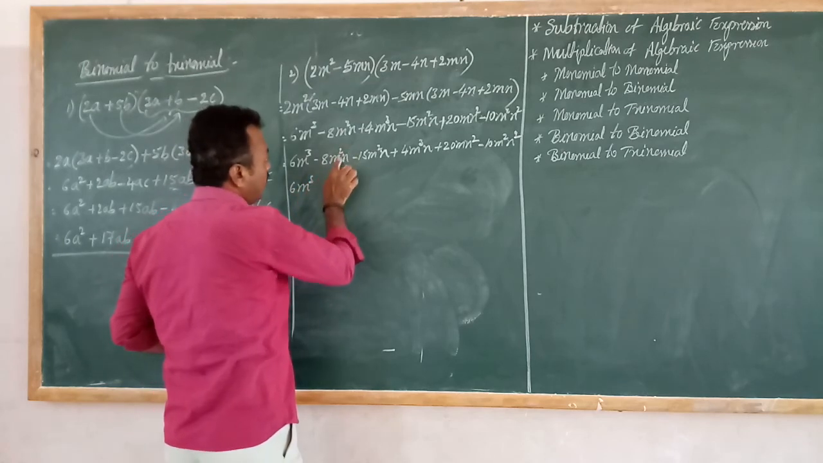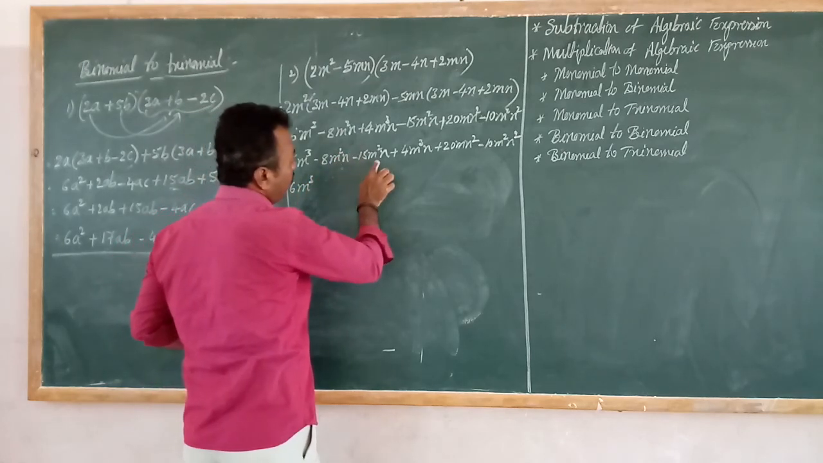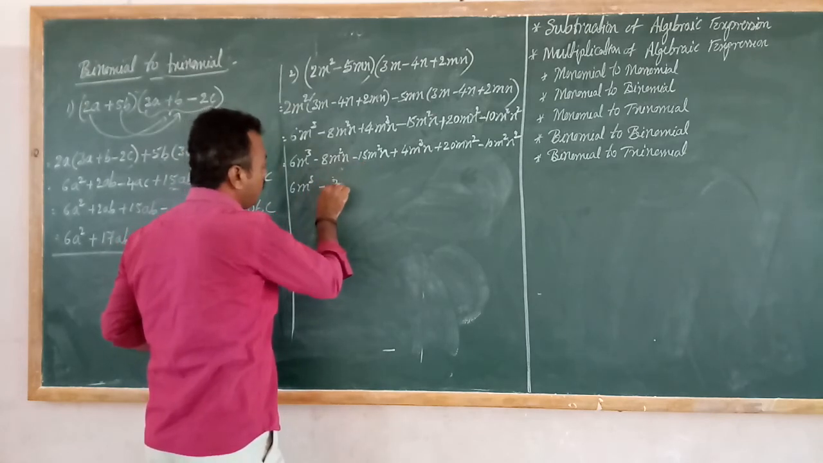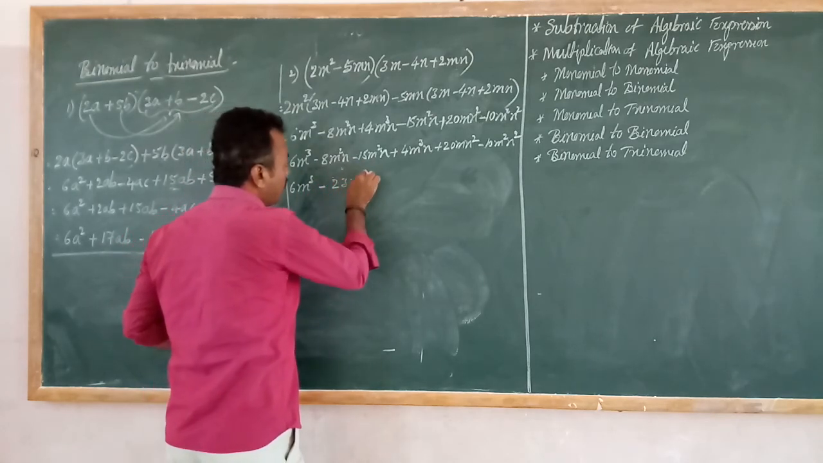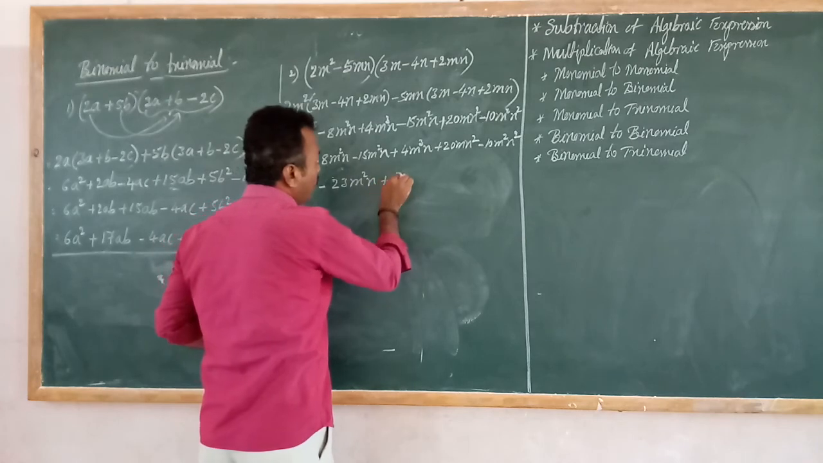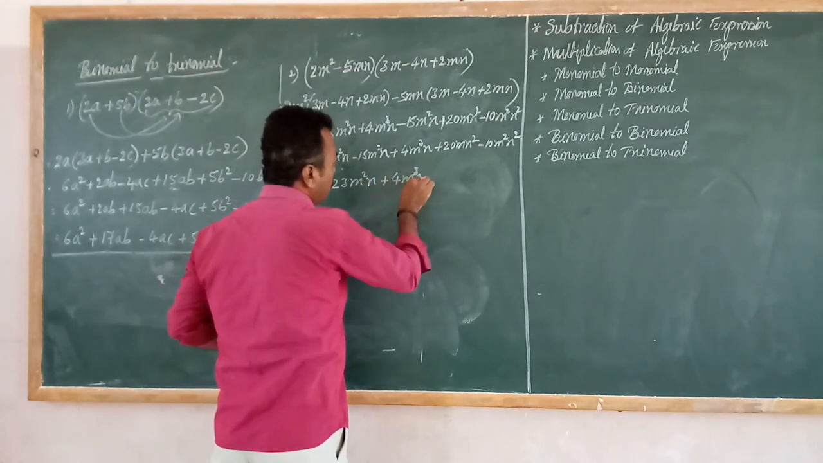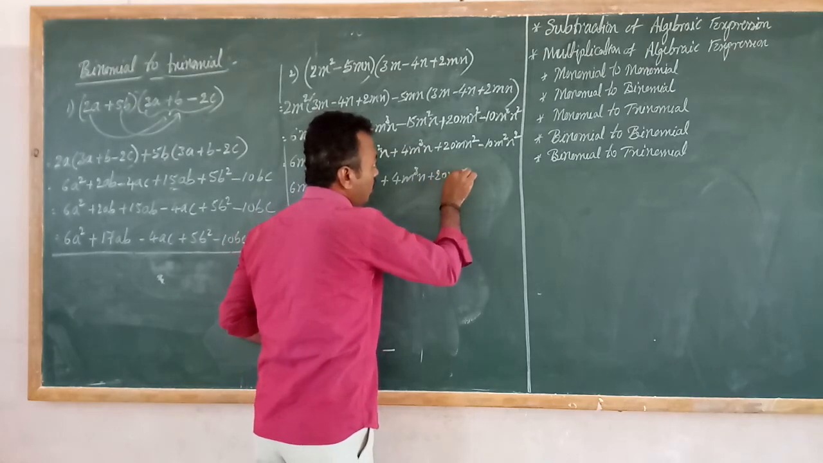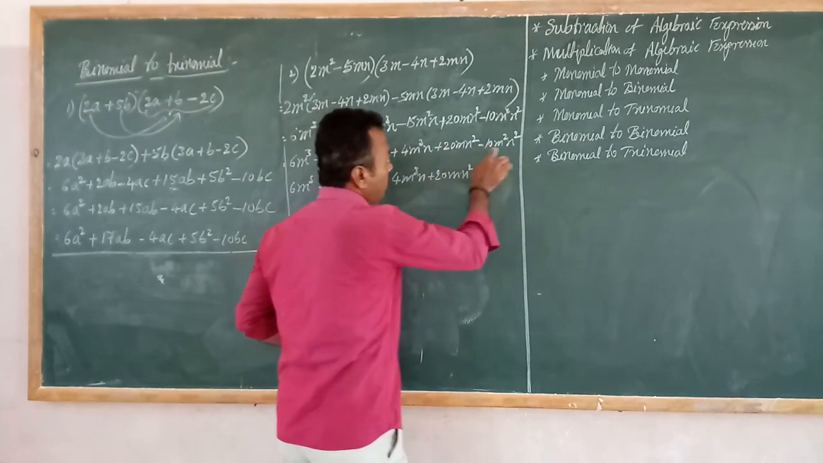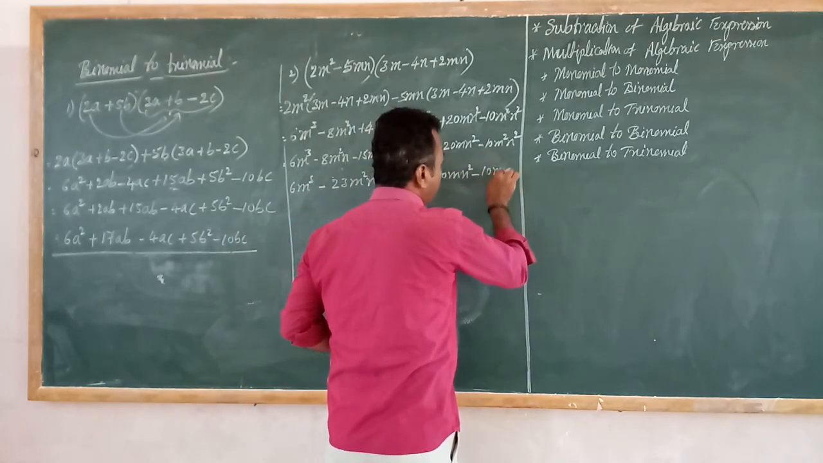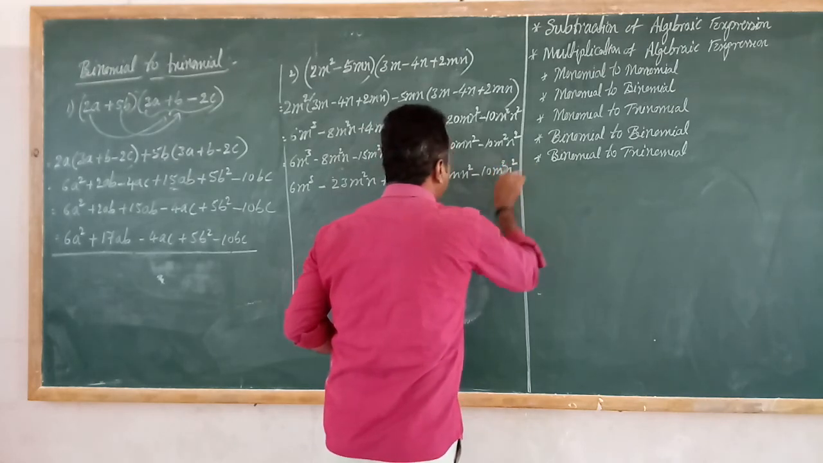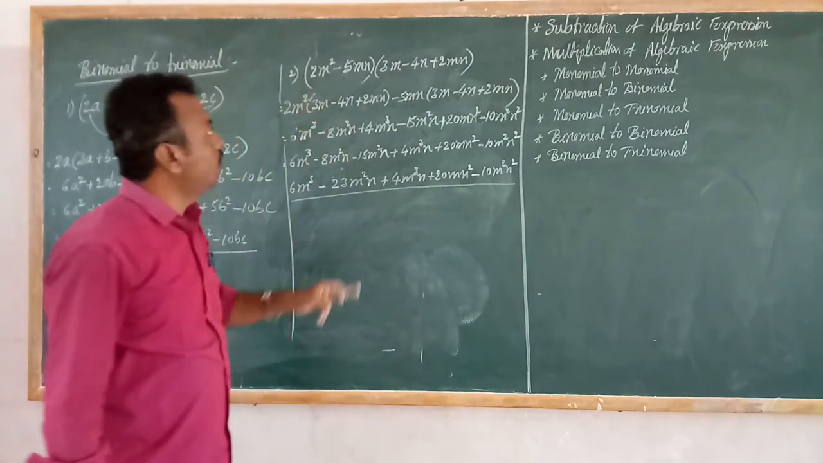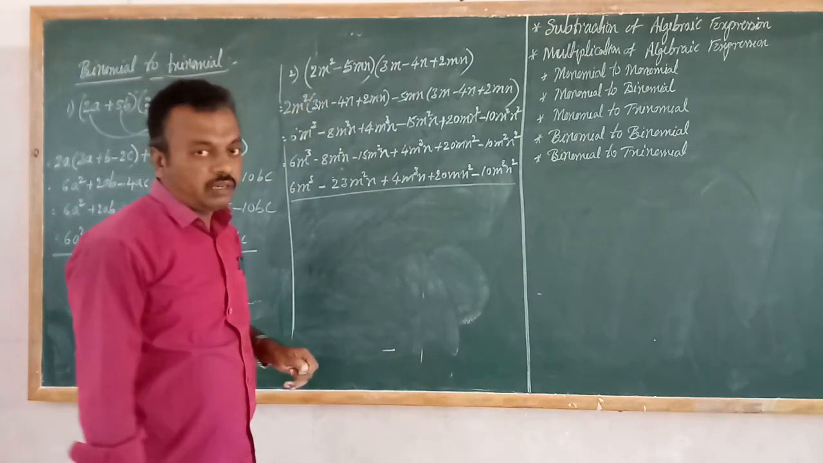6m cube. So minus 8m square n and minus 15m square n, signs are same, so we should add them. 15 plus 8, 23m square n. Then plus 4m cube n as it is. This term as it is, and this is also plus 20mn square as it is, minus 10m square n square as it is. Okay, so this is the product of the given binomial and trinomial.